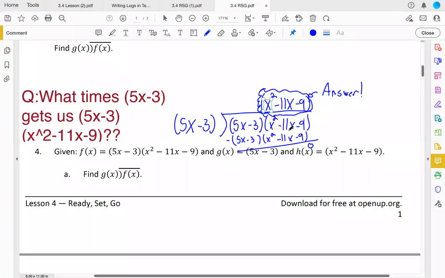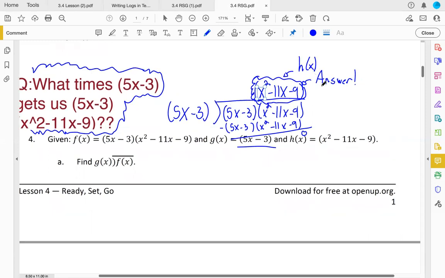So I hope that you were asking yourself, what times 5x minus 3 gets us to 5x minus 3 multiplying with x squared minus 11x minus 9. It might seem silly to ask these questions, but I think it does help build up your sense of the problem and what you're really trying to hunt down. If you set it up like this and compare and contrast, you're really missing this x squared minus 11x minus 9, which you could also say is h of x. And that's the answer that we need. Capiche? Sound good? Hopefully you got that one.